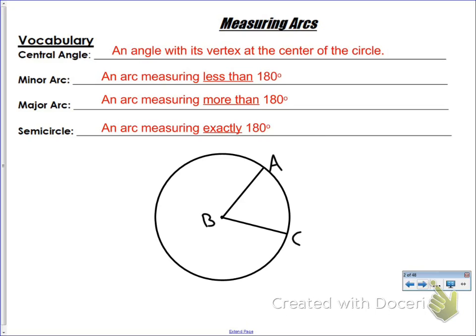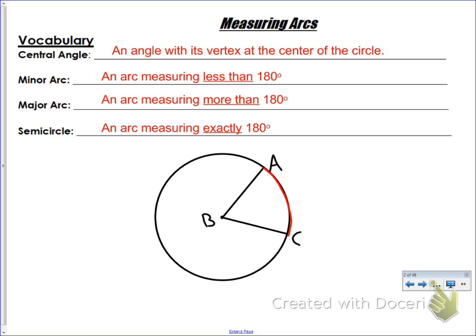Our first vocab word is central angle, and that is an angle with its vertex at the center of the circle. So in this circle down here, the center of the circle is B. B is the vertex of angle ABC. So therefore, angle ABC is what we call a central angle. Now we also have arcs, and arcs are basically portions of the circle. So that'd be like from A to C on the circle.